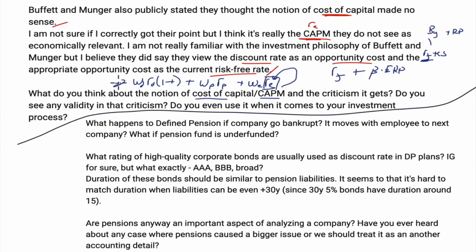I see validity in criticizing CAPM as being limiting, but I don't see any validity in suggesting the cost of capital is the risk-free rate. Because there are all sorts of levels of risk, and unless you know what the cost of your capital is, how do you know if you're investing it wisely? When you say the risk-free rate is the opportunity cost, you could invest in investment-grade bonds, right? You could invest in investment-grade bonds, but you do something else.